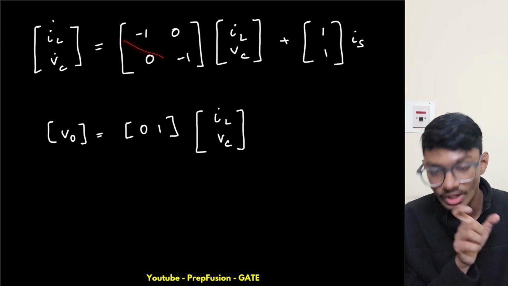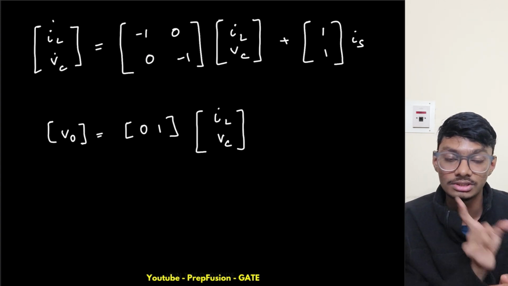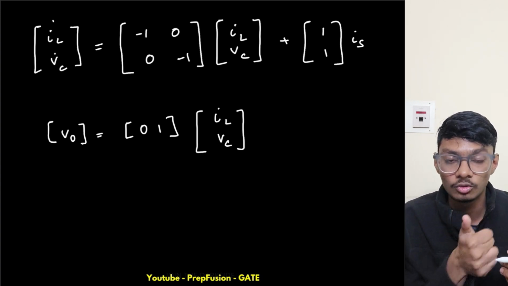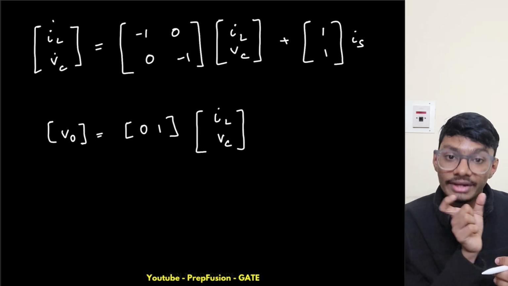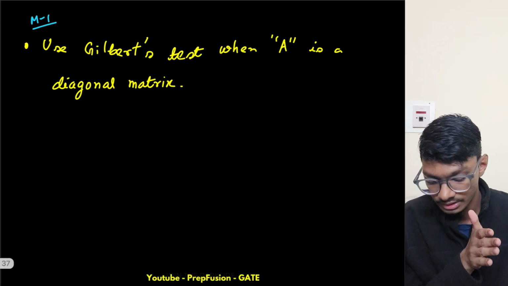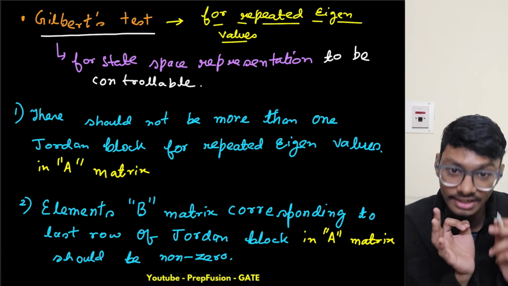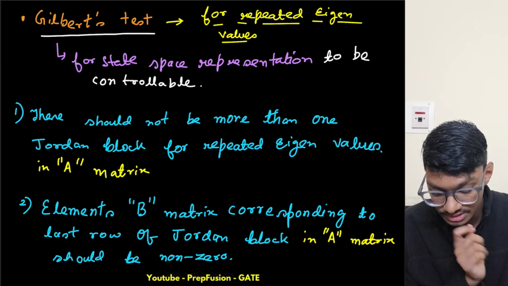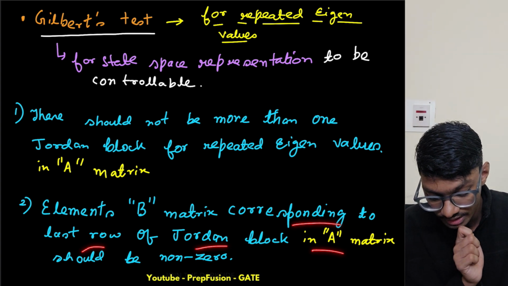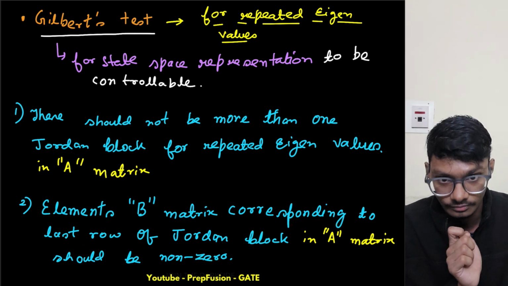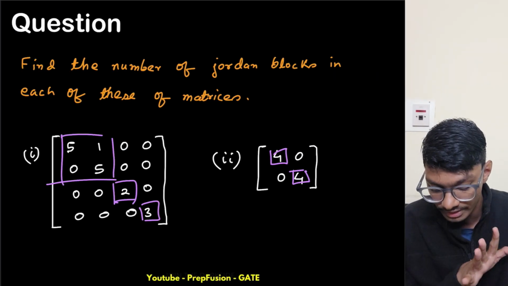If I have more than one Jordan block for repeated eigenvalues, then this won't be controllable and observable. If I have only one Jordan block for repeated eigenvalues, then I have to check further and use the second condition. What is the second condition telling us? The second condition is telling us elements of B matrix corresponding to last row of Jordan block in E matrix should be non-zero.